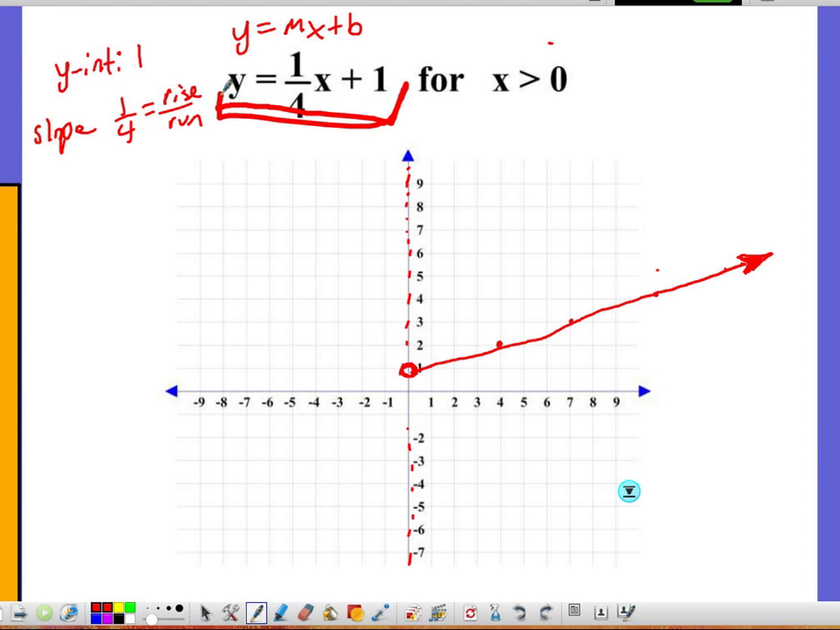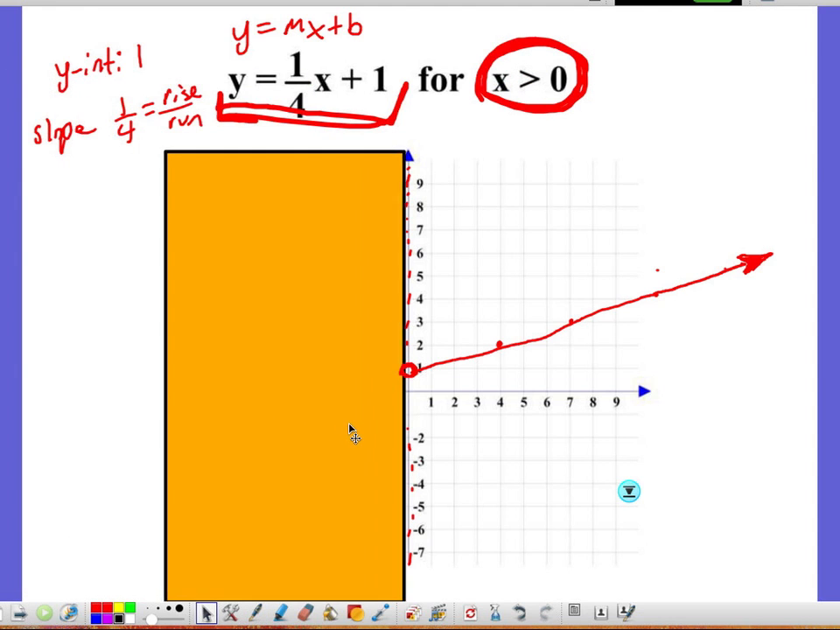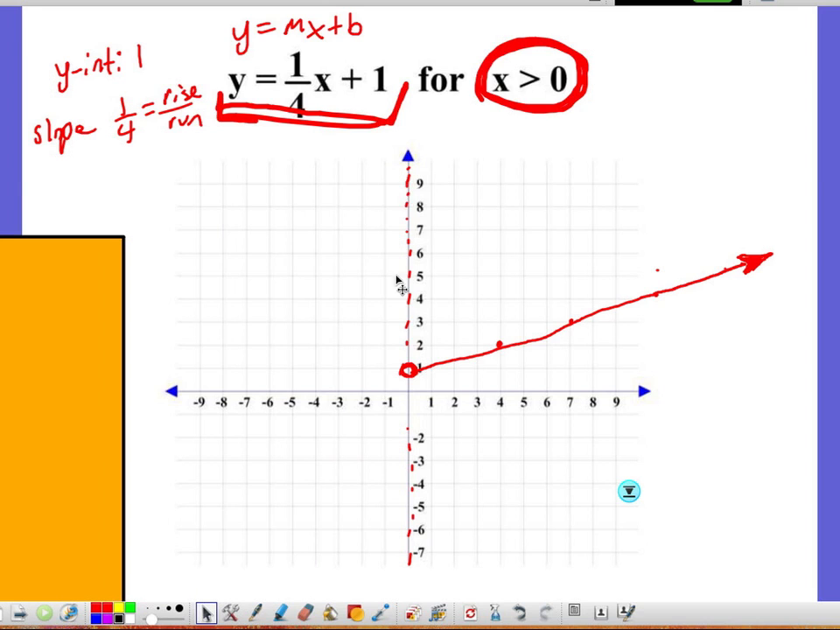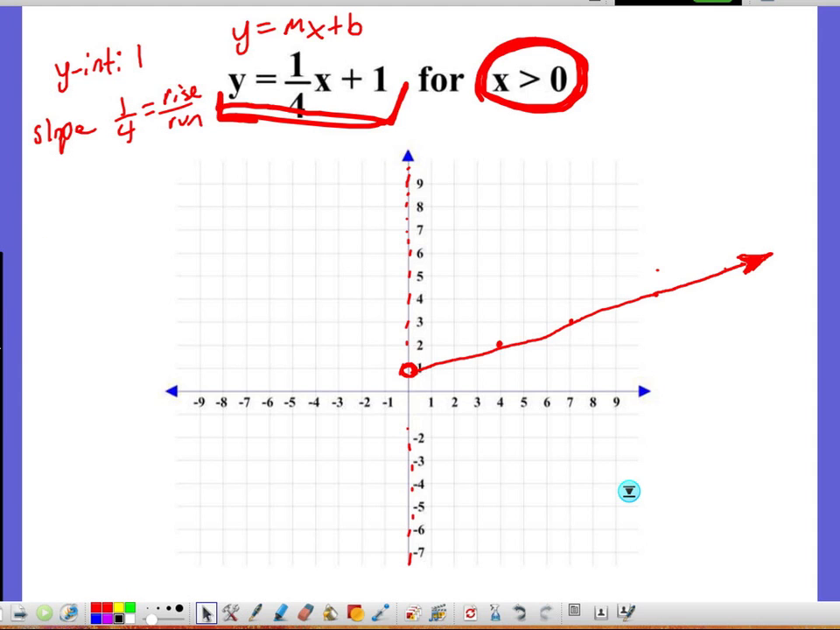This is what we graphed. We graphed y equals 1 over 4x plus 1. And this right here, that's called a domain restriction. It told us where exactly the wall is, where is the only place that we can graph? Well, it's only on the right side of the wall. Anything beyond this vertical dashed line on the left side we can't touch. We can't graph there.